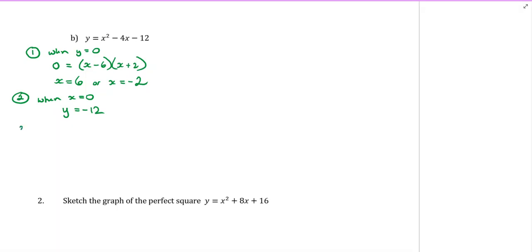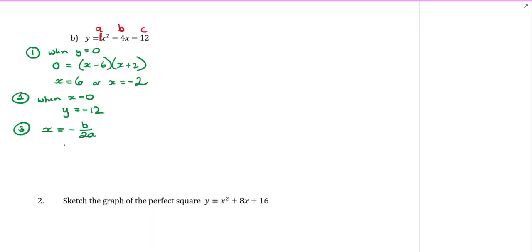Okay, step 3. We want to find the axis of symmetry, which is the x-coordinate of the turning point. This time, just to show you the other method, I'm going to use the axis of symmetry formula, which is x equals minus b over 2a. The a would be the number in front of the x squared, which in this case would be a 1 because there's nothing else there. b is minus 4, c is the minus 12, but we don't need the c for our formula.